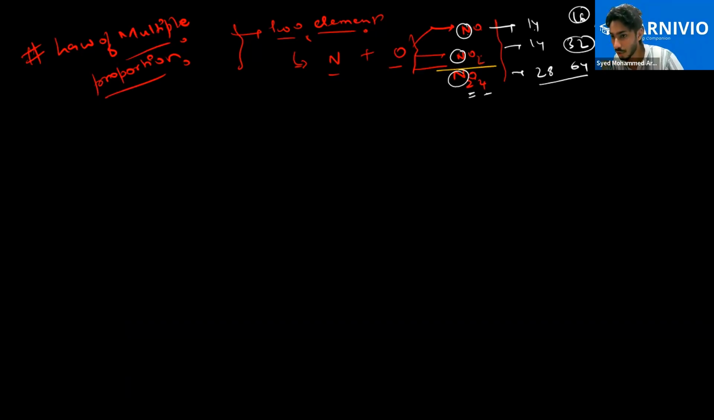If I'm having only two compounds, and I'm not taking this compound, then it will be very simple. I'm not going to multiply with any number, because my concept is one mass constant. One mass of my nitrogen is constant. If you see here, 14 and 14. But if I'm taking this one also, then I need to multiply this 14 by 2 so that I can compare easily. 28. So one mass is constant. So what does this multiple proportion say to me?